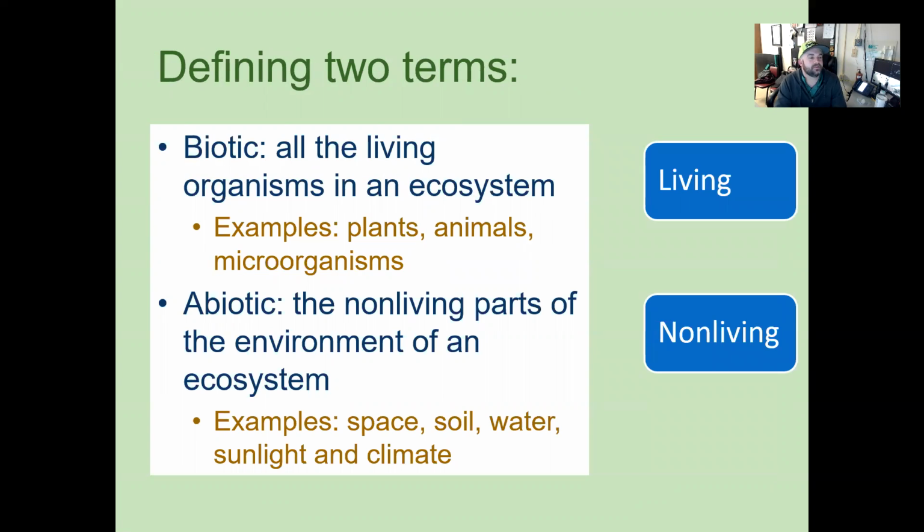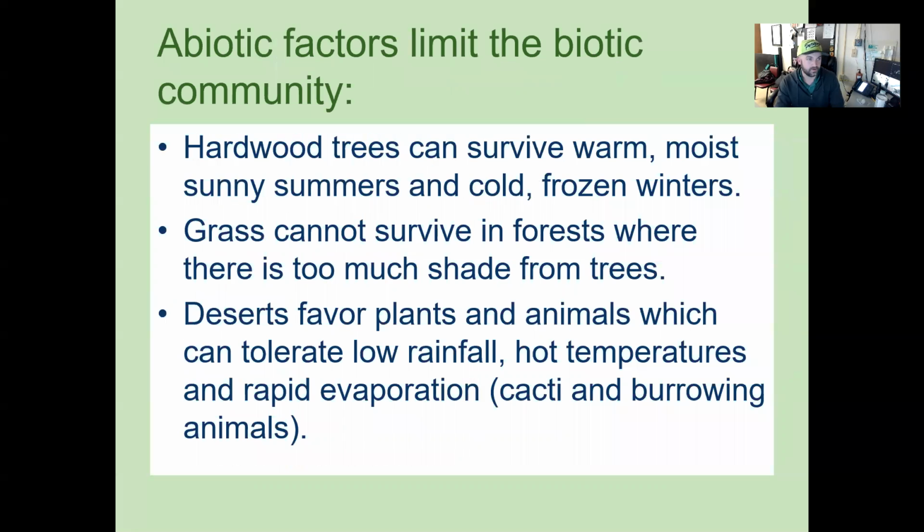Let's define two terms. Biotic, which we just talked about, means all the living organisms in an ecosystem. Some examples of this would be plants, animals, and microorganisms. And abiotic means the non-living parts of the environment in the ecosystem. This would be space, soil, water, sunlight, and climate. Abiotic factors limit the biotic community.